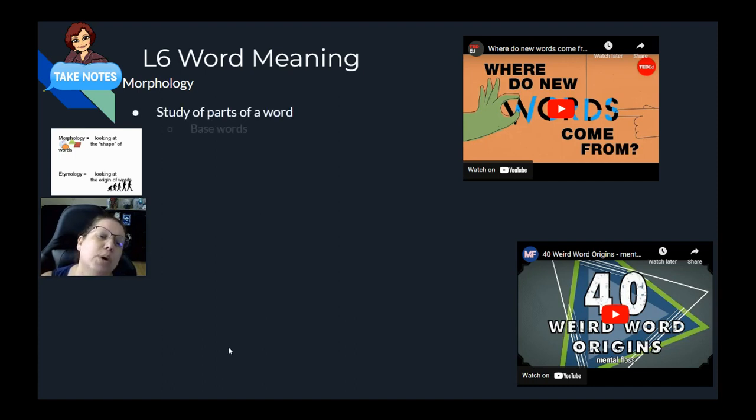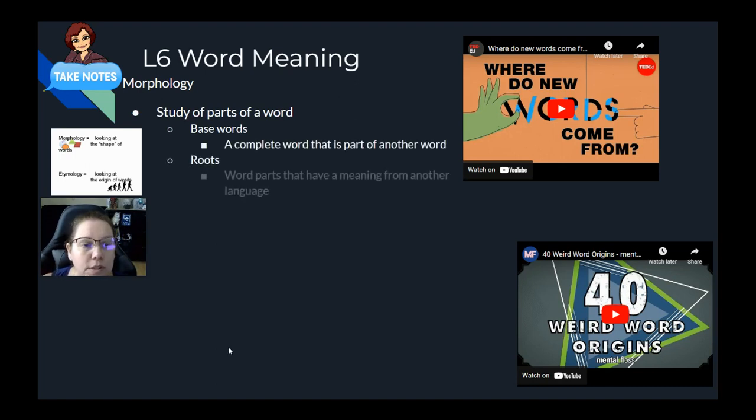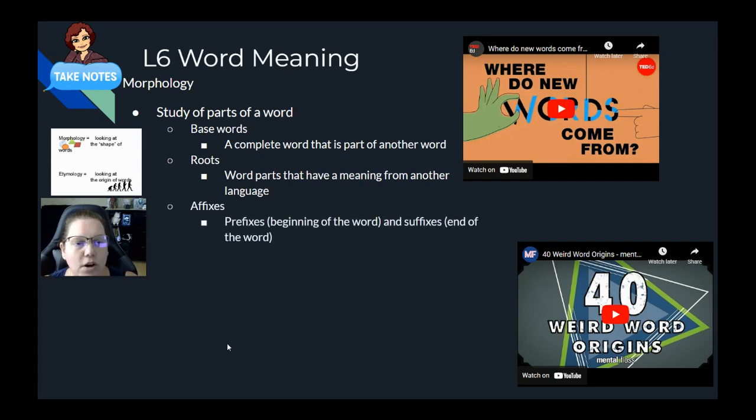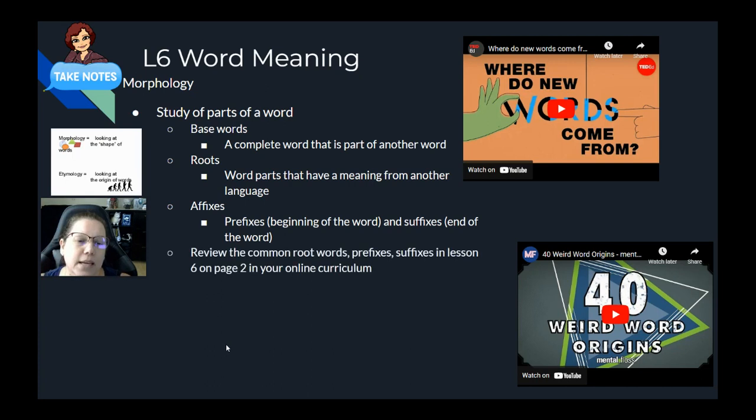Morphology is the study of parts of a word, like your base word, which is a complete word that is part of another word. Your roots, which are word parts that have a meaning from another language. And then you have affixes, which include prefixes and suffixes, remember. So prefixes go at the beginning of the word and suffixes go at the end of the word. And then we're going to review common root words, prefixes, and suffixes in lesson 6 on page 2 in your online curriculum.